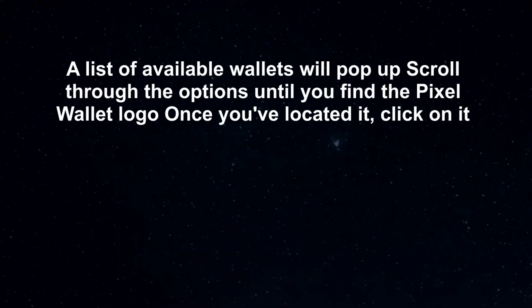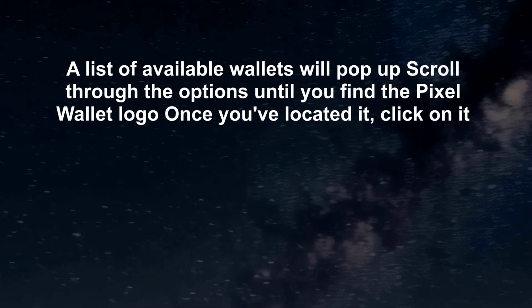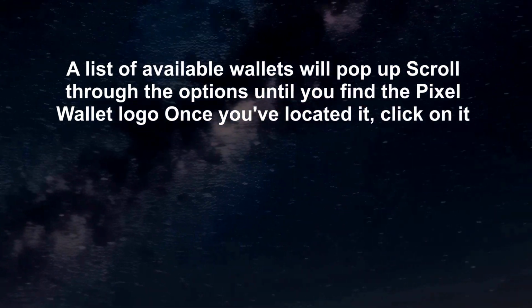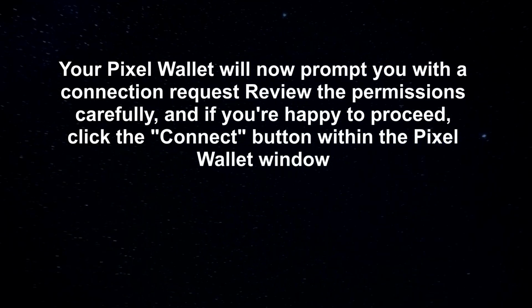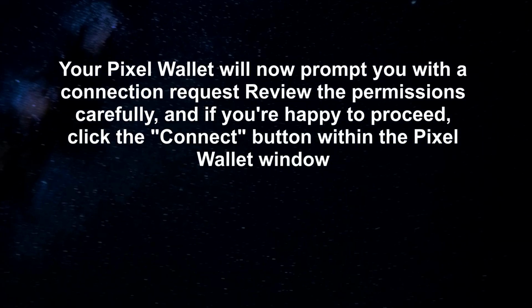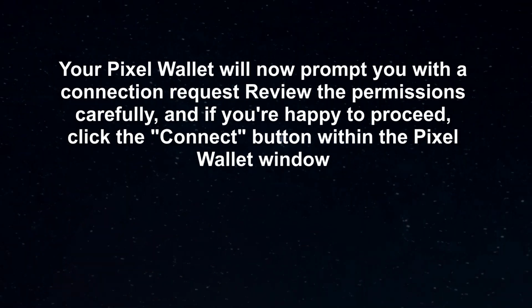Click it. A list of available wallets will pop up. Scroll through the options until you find the Pixel wallet logo. Once you've located it, click on it. Your Pixel wallet will now prompt you with a connection request. Review the permissions carefully, and if you're happy to proceed, click the Connect button within the Pixel wallet window.